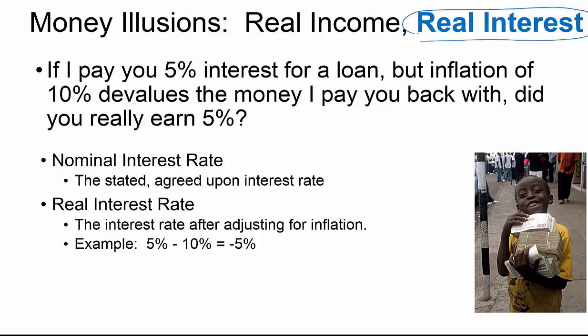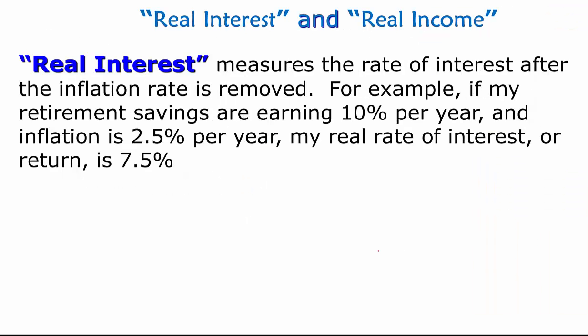So again, we have to look at the nominal interest rate. That is just the stated, published interest rate that you're paying on a loan. The real interest rate is the interest rate that is earned or paid after adjusting for inflation. So in the example we just gave, we took 5% as our nominal rate of interest, but inflation was 10%, therefore our real rate of interest was negative 5%. Okay? So when we talk about real interest, we're just measuring the rate of interest after the inflation rate is removed.